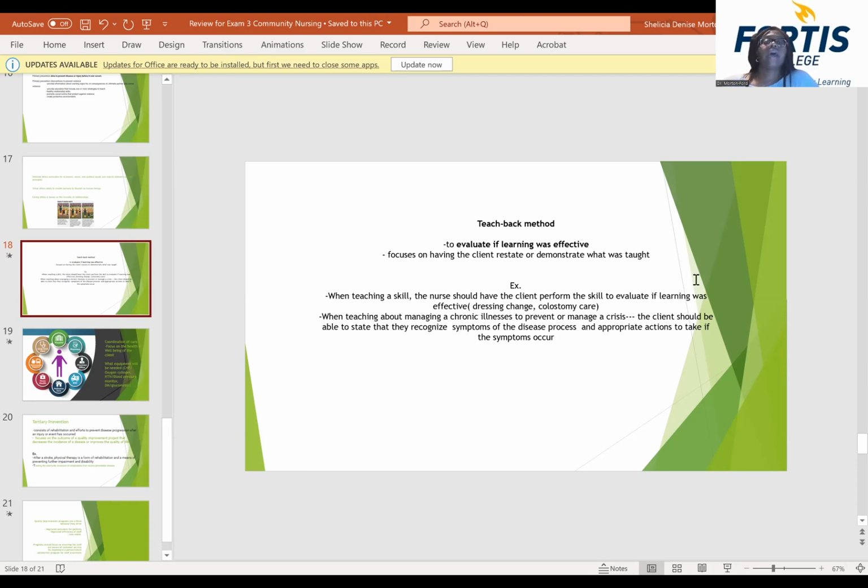You know, if you're teaching them about a dressing change, step 1 is this, step 2 is this, and they're sitting there nodding their head. And once you finish, you may have a mannequin leg or arm and say, hey, I want you to demonstrate what you would do. These are the supplies. Colostomy care, someone has a new colostomy. You will go through those. You may even show videos. You will actually demonstrate for them. Then you will want them to demonstrate for you. So that teach back method, you're having that client restate or demonstrate.